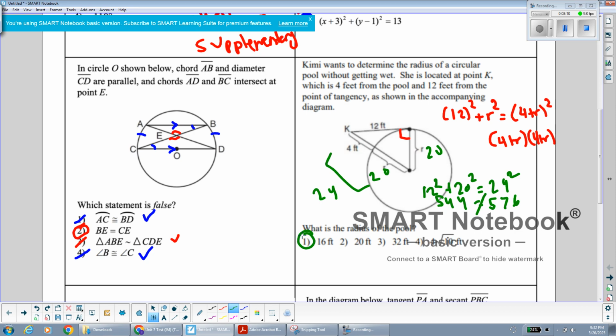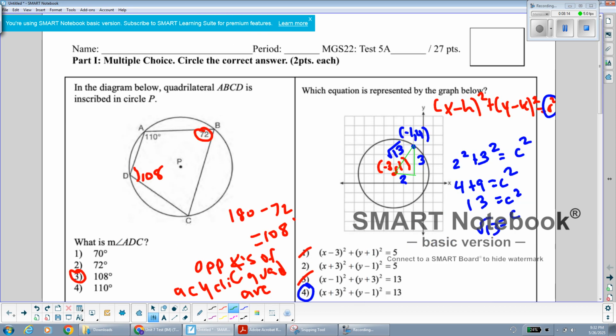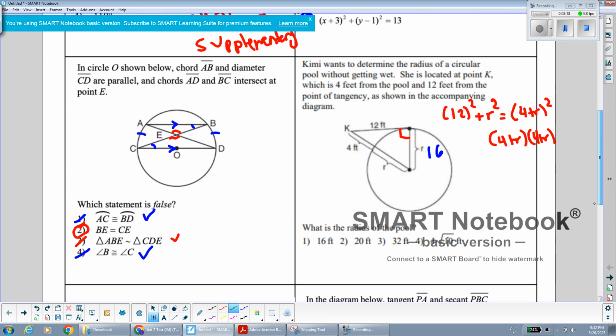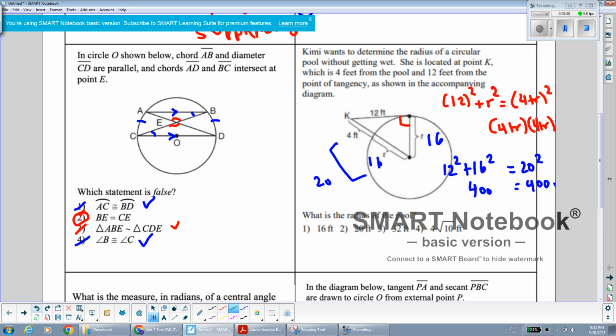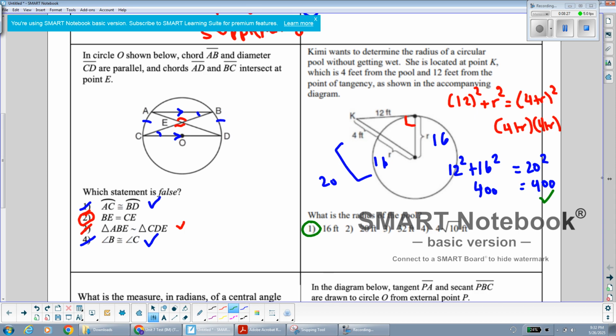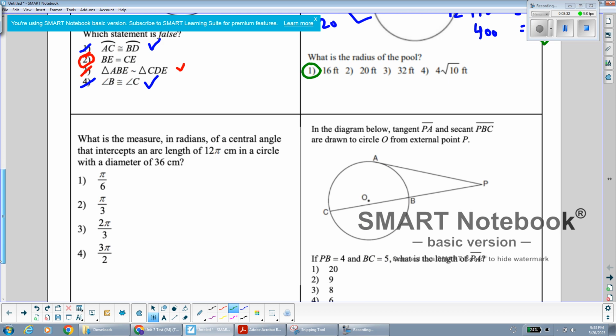So I'll just put the work for that one back up really quick. Oops. Let me go back to it. There we go. We got lucky here that the first answer choice satisfied the Pythagorean theorem.